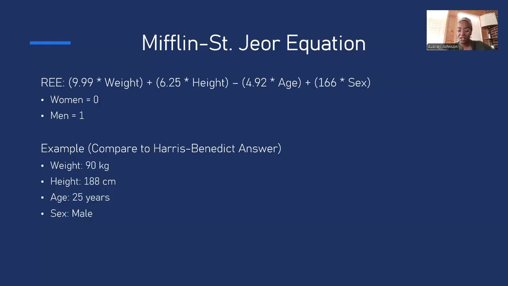And finally, I'd like to note at the very end that 166 times sex automatically shows that the resting energy expenditure for men is most likely going to be higher than it is for women. Once you put 0 in for sex here, you eliminate that 166 calories. And once you place a 1 in there for men, you get 166 calories added to the equation.